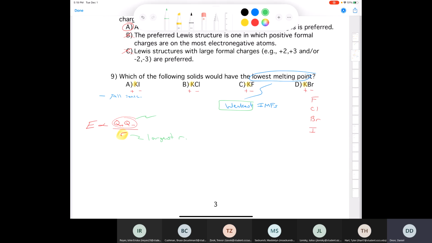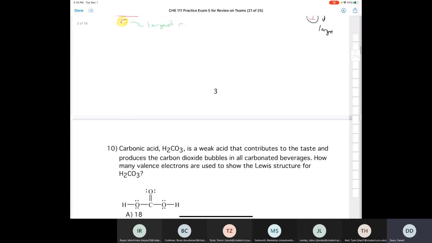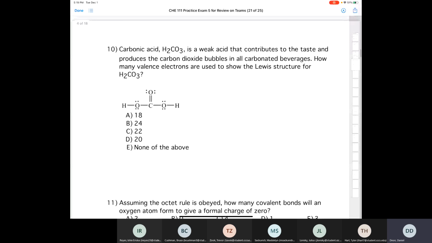Sorry. All right, so if we think about the size of the halogens, size increases like this. So we'll put here large and small. Since iodine is the largest of all of them, the one with the lowest melting point, or the weakest intermolecular forces, is going to be potassium iodide. All right, now that I finally have stronger bonds out of my brain. Okay, let's take a look at question number 10.